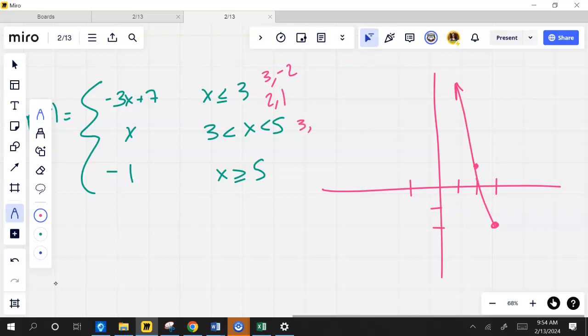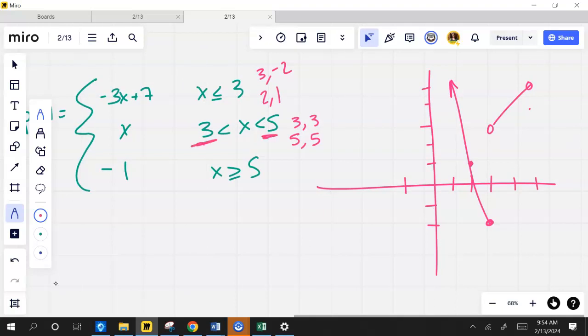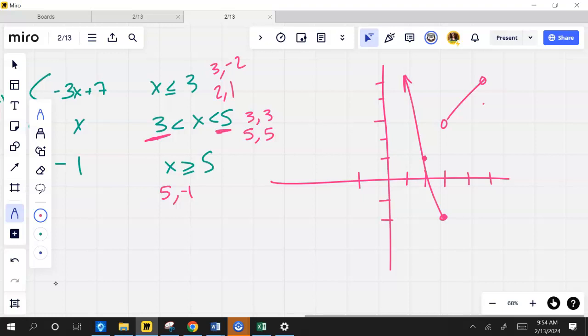Here, if I plug in 3, I get 3. If I plug in 5, I get 5. Both of these are open because this is sandwiched between 2 values. So I got 3, 3, and I got 5, 5. Nope, because it's got endpoints here. And then the last one, if I plug in 5, I get negative 1. And this is a horizontal line, so it just goes like that.